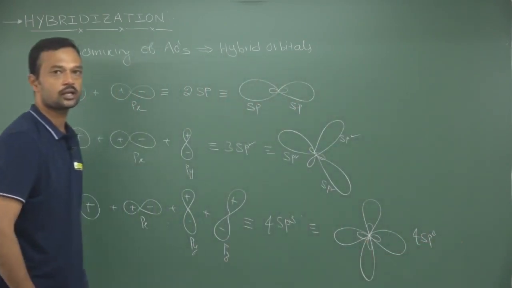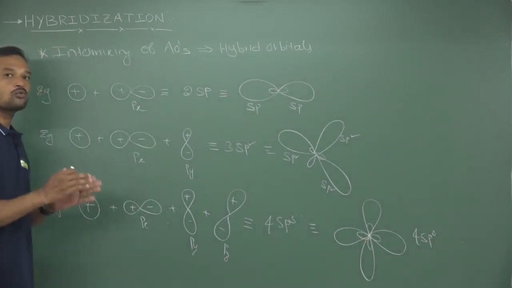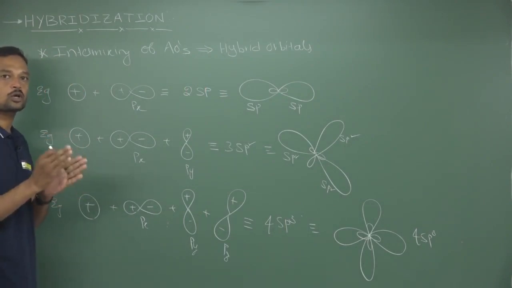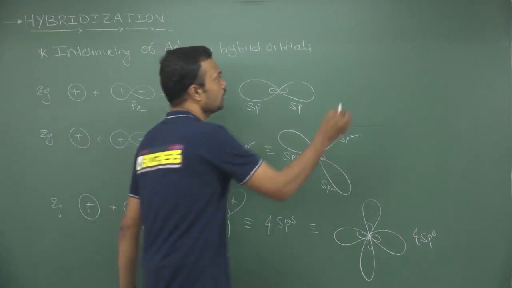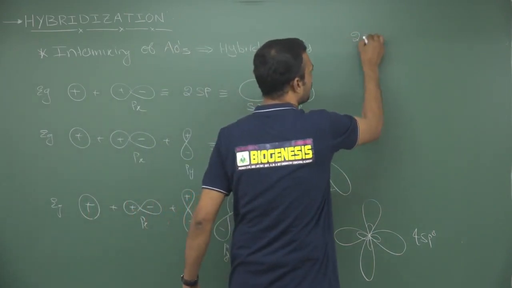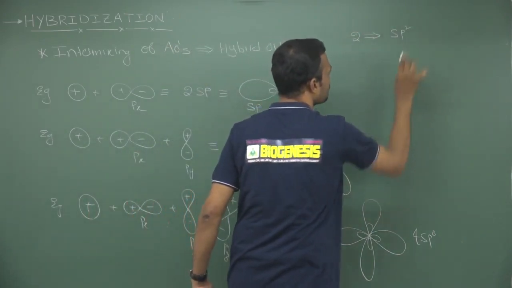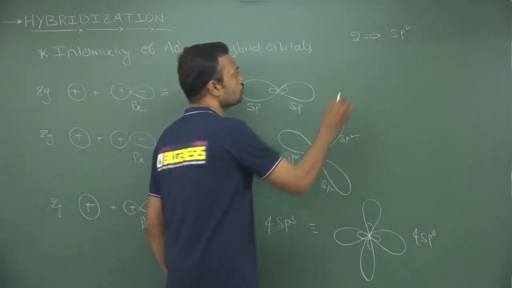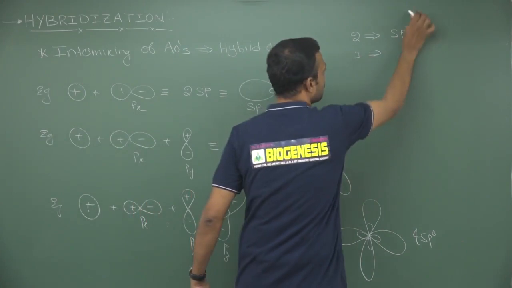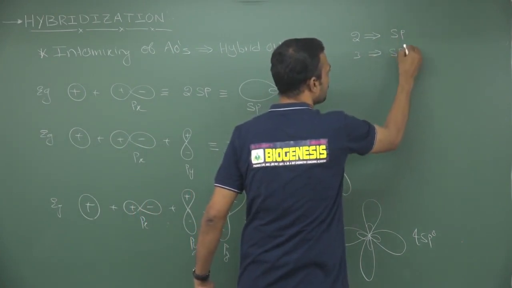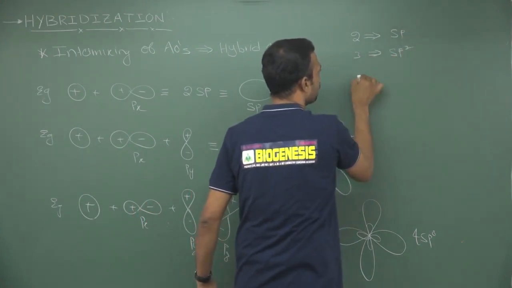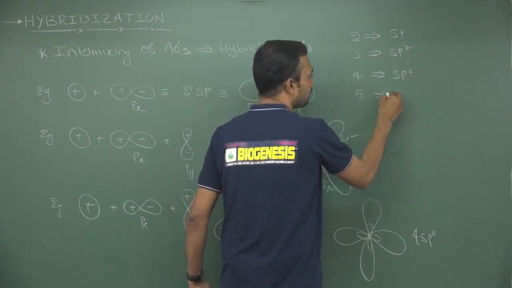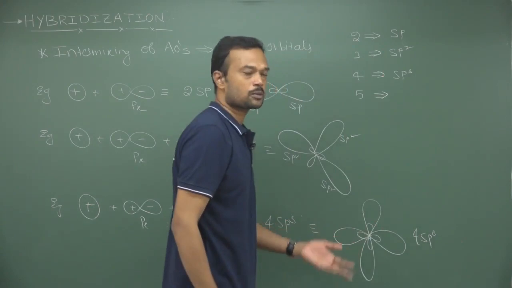Based on this we can calculate the hybridization of a particular molecule with respect to the number of atomic orbitals combined. Suppose two atomic orbitals are combined, here hybridization is sp. Total number of sigma bonds or pairs, if it is 2, that is sp. If it is 3, that is sp2. If it is 4, it becomes sp3. Here I am talking about the number of hybrid orbitals.